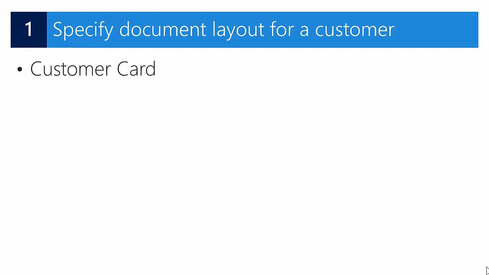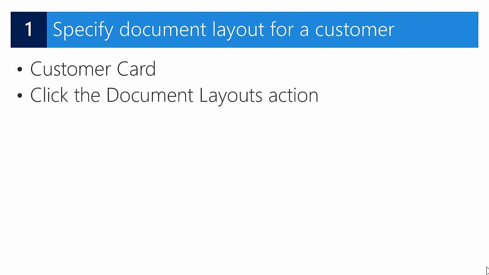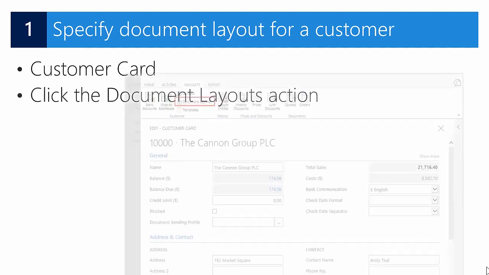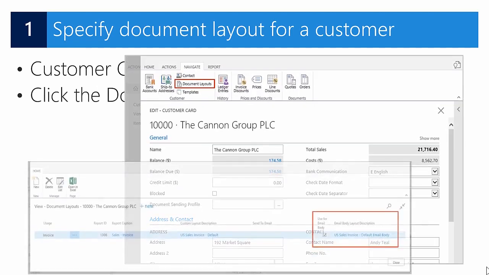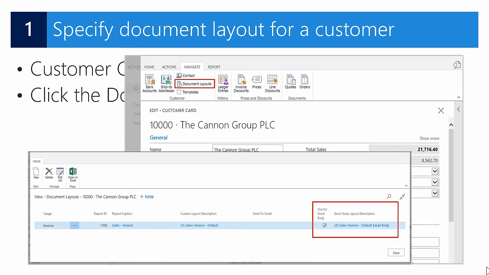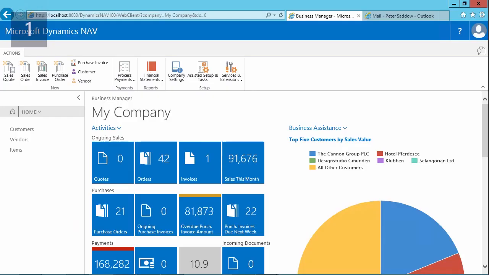We'll do that by using the customer card, and then on the customer card for a specific customer, we'll use the document layouts action to assign which report should use which template. Let's have a look in the application. In this first step, we want to set up different email bodies for specific customers, because we know that good email bodies increase the chance of getting payment on time. So we will assign a specific report by customer, which enables us to process multiple formats at the same time. And we'll use the custom layouts on the customer card by document type to do this.